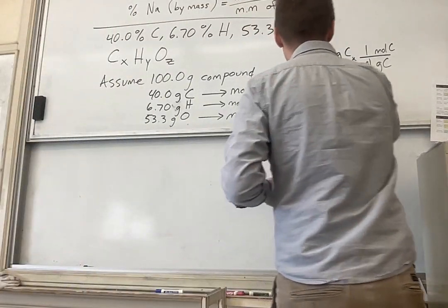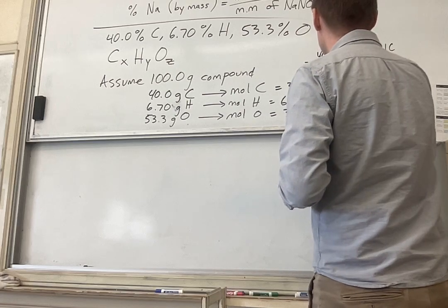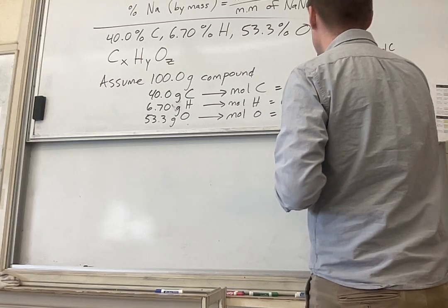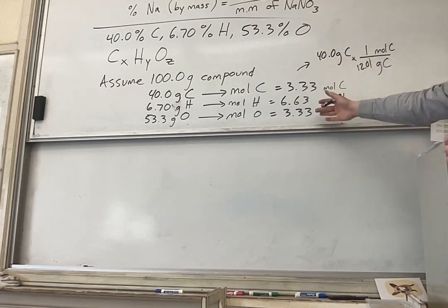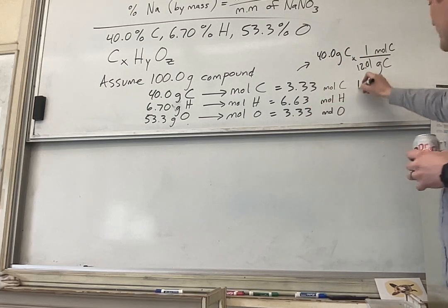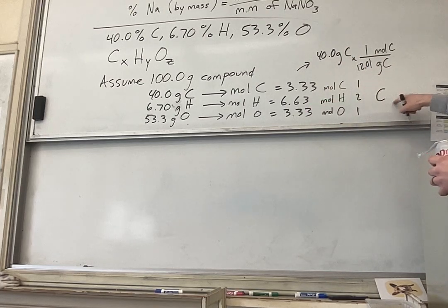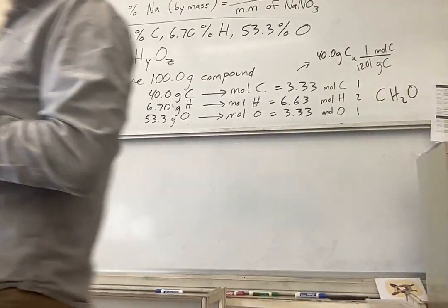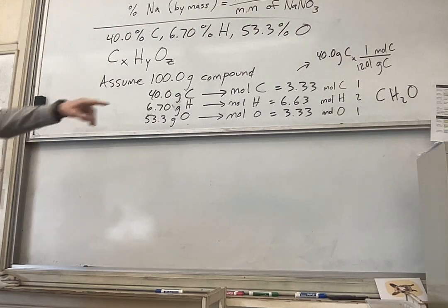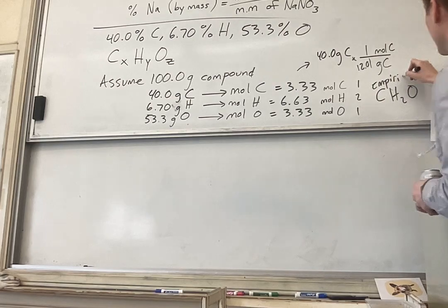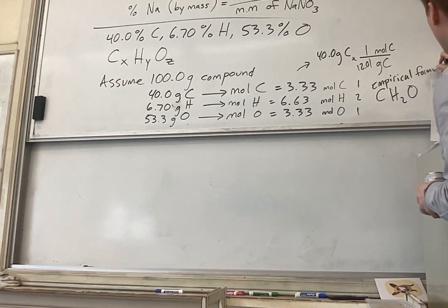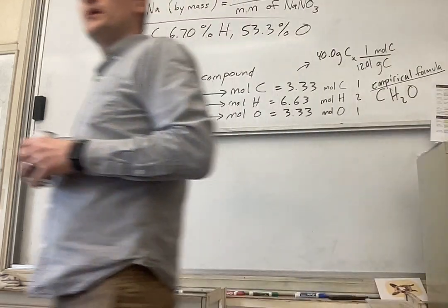Okay, anyway, hello, children, let us finish this example. If you use those molar masses and you converted those masses into moles, you would get these numbers: 1, 2, 1. So that's a 1 to 2 to 1 ratio, so your formula would be CH2O. That's the empirical formula.